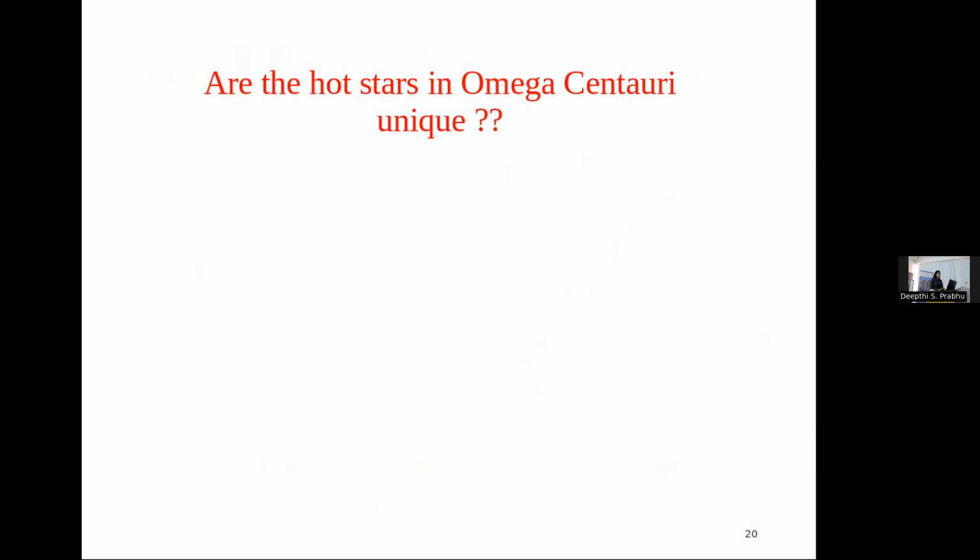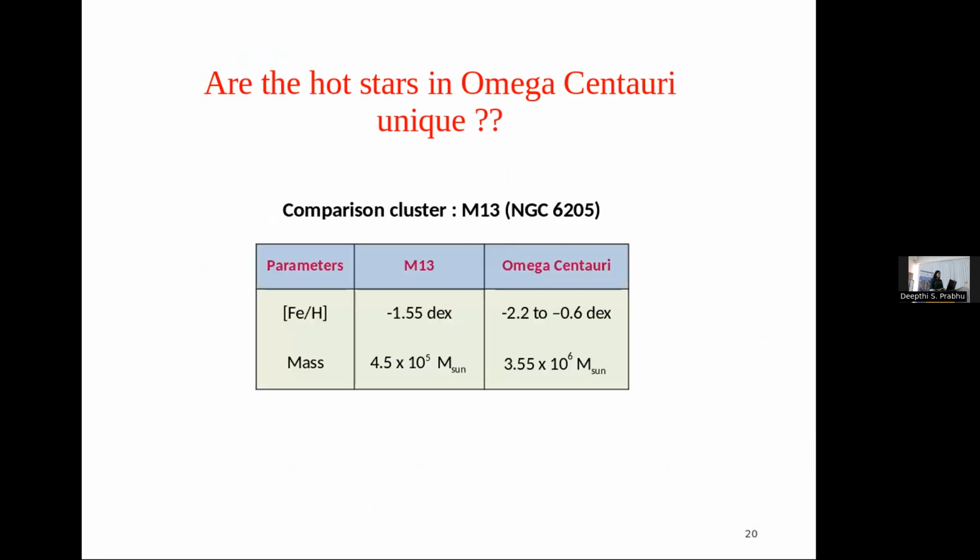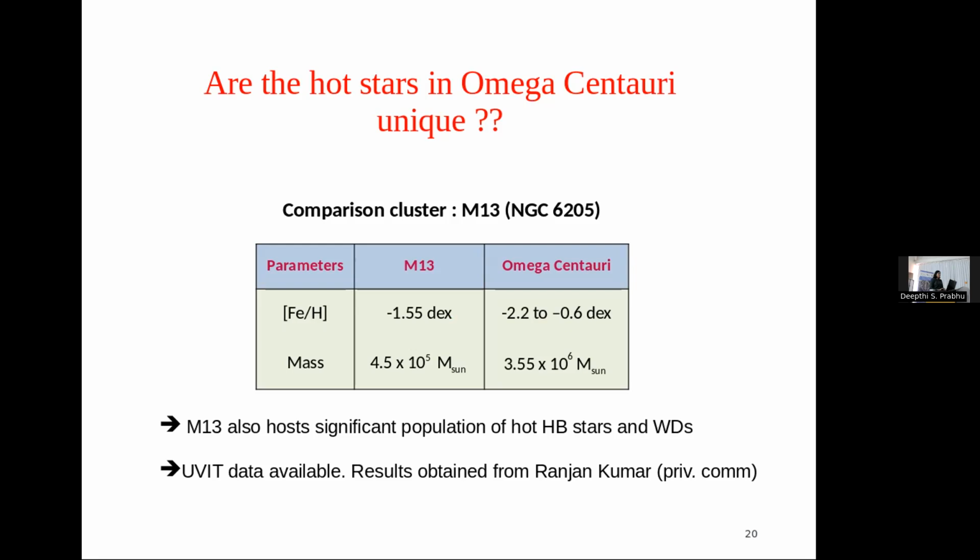So now we ask the question whether the hot stars in Omega Centauri are unique. And to do that, we compare the properties of these hot stars like HB and white dwarf stars with those of the population in M13. M13 has roughly similar parameters, although it does not have the range of metallicity that we see. It is in between the metallicity ranges found in Omega Centauri, and the mass is also slightly lower, but we used it as a comparison cluster to study whether there is any uniqueness in the properties of hot stars in Omega Centauri. So M13 also hosts a significant population of hot HB stars and white dwarfs, which is also the reason why we chose this cluster, and the UVIT data is available for this cluster.